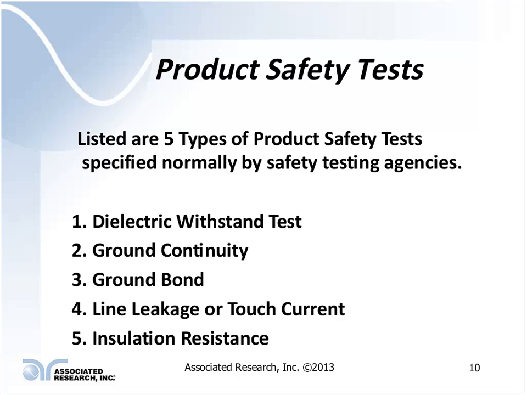Ground bond test is a more severe continuity test. A ground continuity test is typically done at low voltage, low current, and it is just assuring that continuity is present. Where a ground bond test is really designed to detect the integrity of that ground circuit, to make sure that ground circuit could withstand a potential fault current that could be applied upon it.